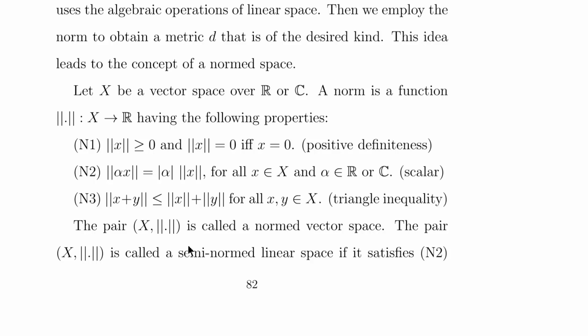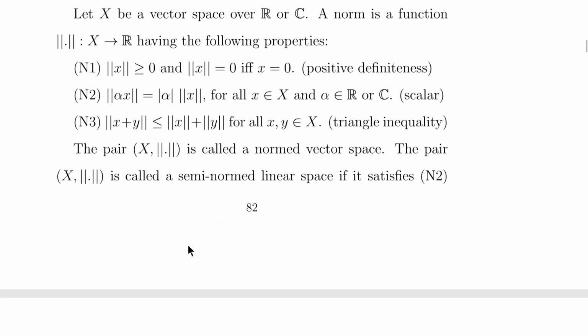Number two, the norm of alpha x is equal to modulus of alpha times norm of x, for all x belonging to the vector space X and alpha belonging to R or C. Number three, norm of x plus y is less than or equal to norm of x plus norm of y. This is the triangle inequality. The pair (X, norm) is called a normed vector space.